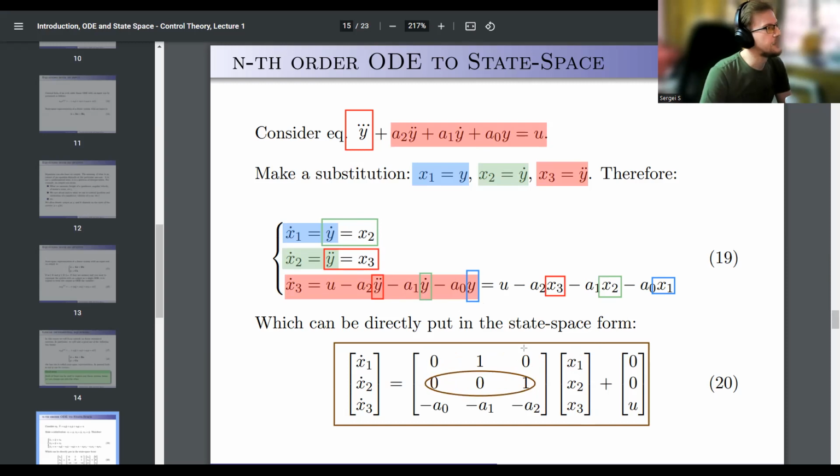May I ask a question? Yes. I do understand it mathematically, but we said that x is the state, right? In this case, the state will be x1, x2, x3, so all three. We just substituted output with the state.